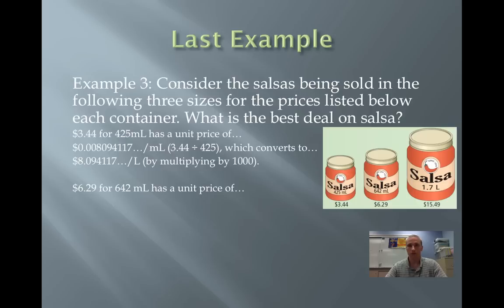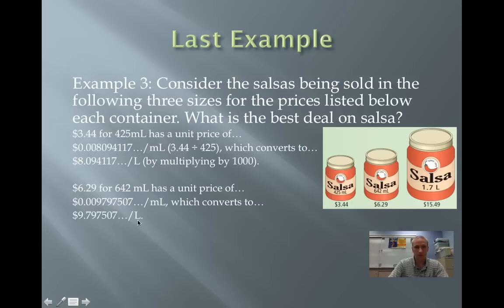Taking a look at the medium jar of salsa, it's $6.29 for 642 milliliters. The unit price you get, if you want the price for a single milliliter, then if you want 1 milliliter here, you have to do 642 divided by 642. So you take the 6.29 and divide by 642, and that's how you get this price. This is dollars per milliliter, very, very cheap because a milliliter is not that much. Multiply by 1,000, now you get something that you can relate to a little bit more. And so this is the price per liter.